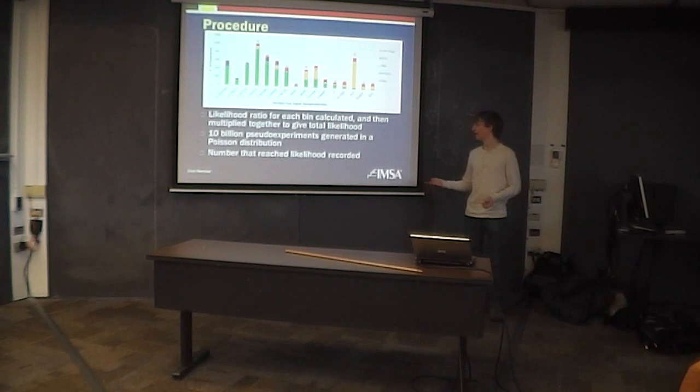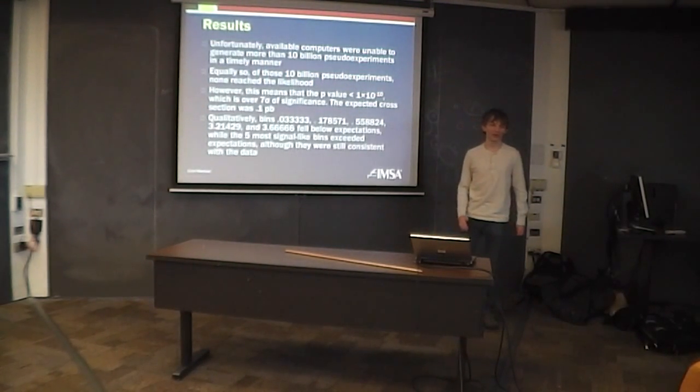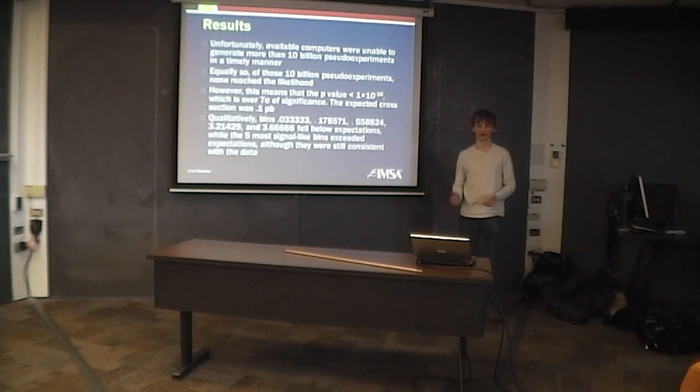generated through a program, and the number that reached the likelihood that would occur of those 10 billion was recorded. This number was 0, as my computer was not able to effectively generate more than 10 billion pseudo-experiments in a timely manner. The 10 billion pseudo-experiments took 3 days to generate and calculate the likelihood for, and the next number that I was going to be able to do, 100 billion, would have taken a month, and unfortunately that was out of the scale of this project.